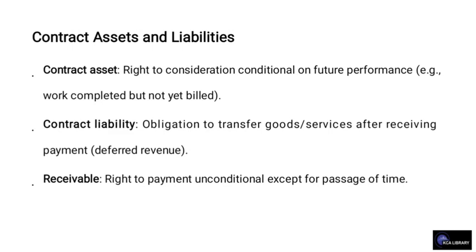Looking at contract assets and liabilities, a contract asset is a right to consideration conditional on future performance. An example is work completed but not yet billed. And we have contract liability also, which is an obligation to transfer goods or services after receiving payment, which is also the deferred revenue. And a receivable is a right to payment that is unconditional except for passage of time.